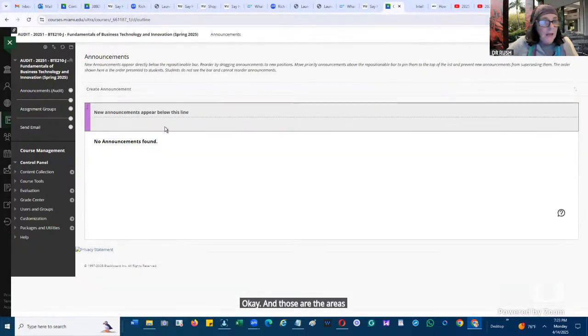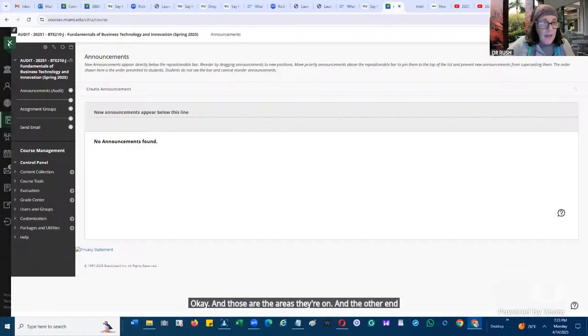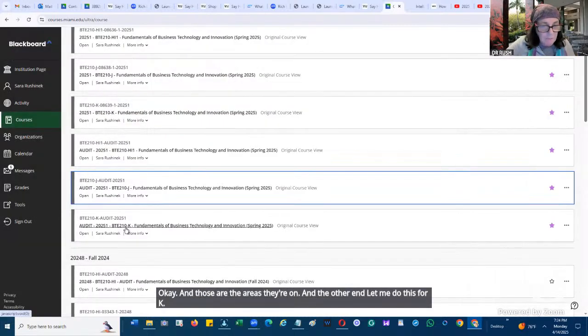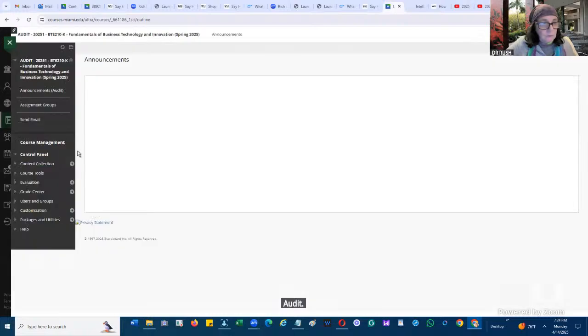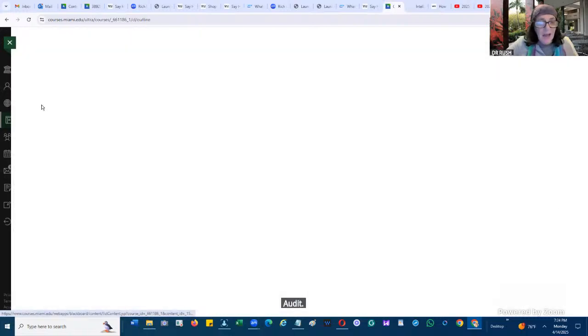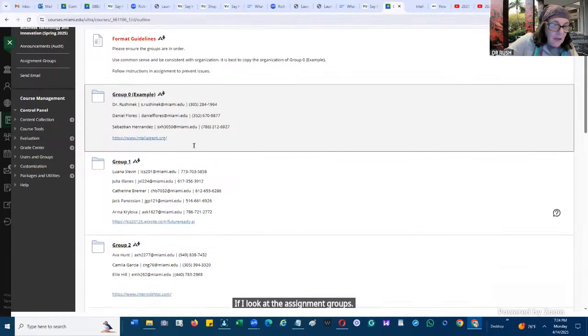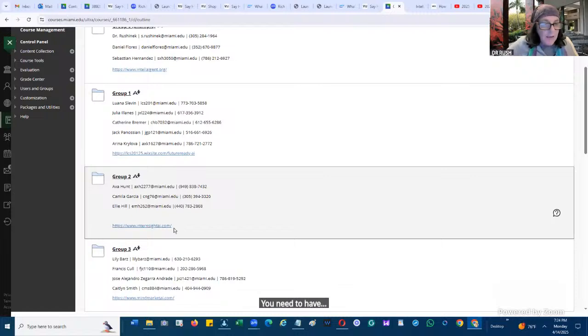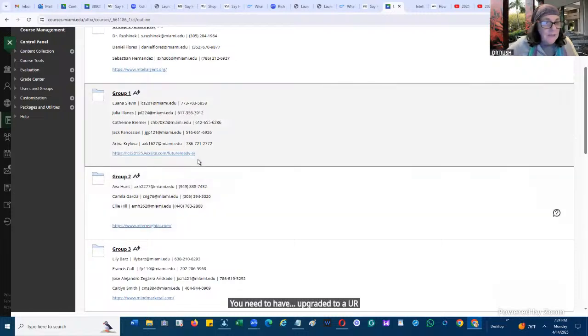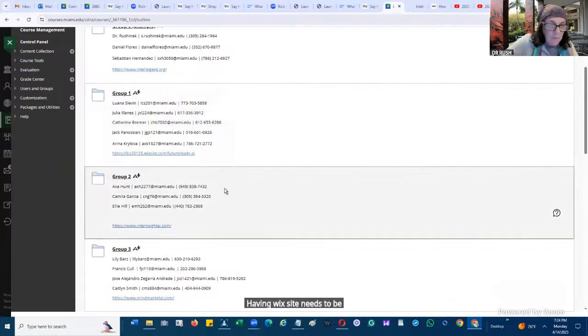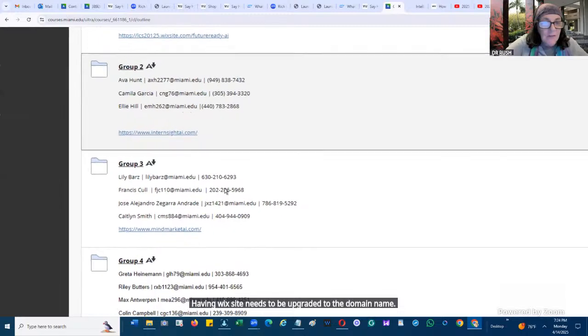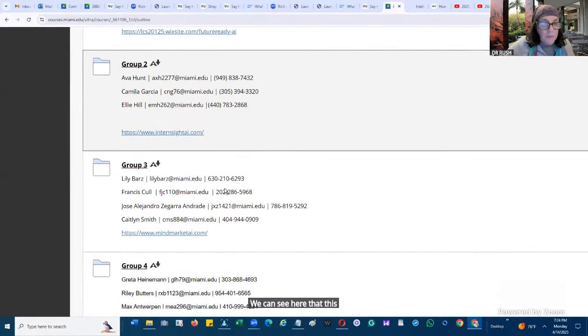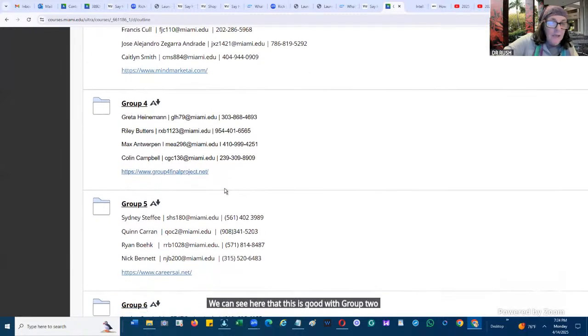And the other thing, let me do this for the audit. If I look at the assignment groups, you need to have upgraded to a URL. So for instance, in group 1 here, the Wix site needs to be upgraded to a domain name. We can see here that this is good with group 2. Group 3 is fine.